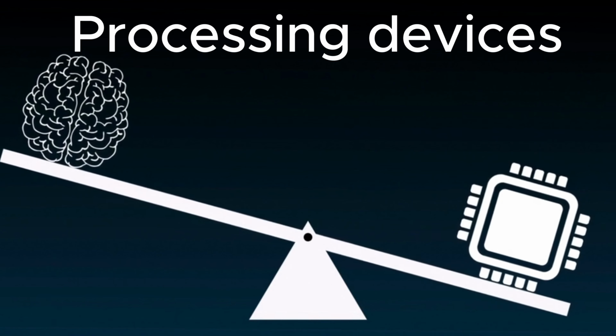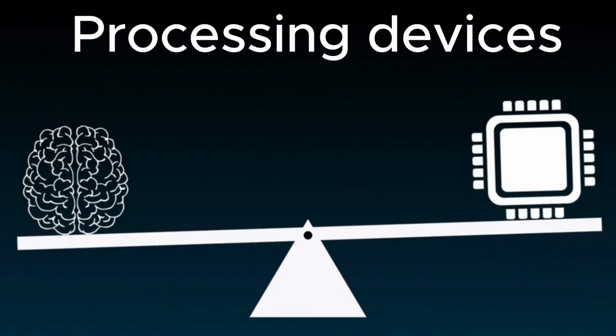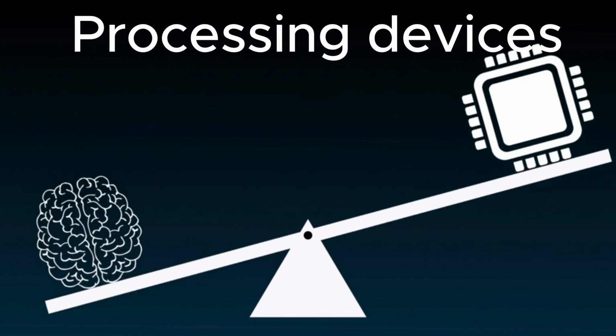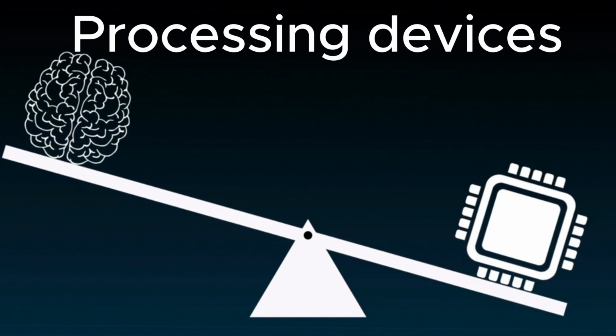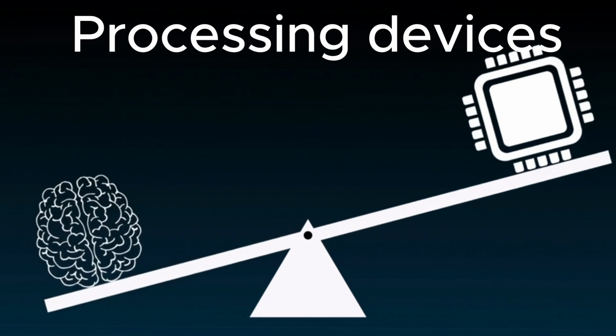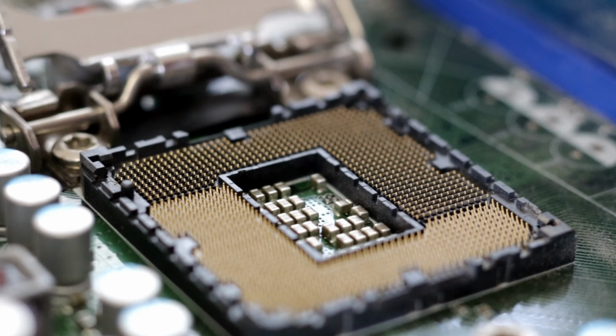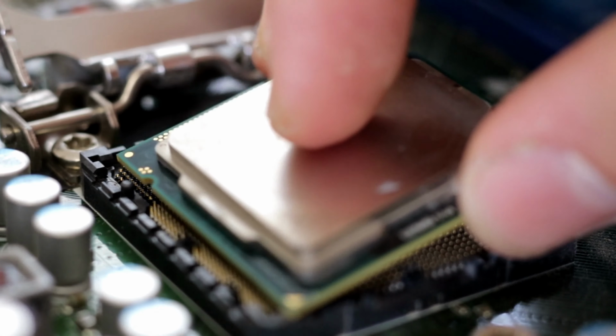Processing devices. Processing devices are the components that perform calculations and execute instructions to process data in a computer system. Central Processing Units, CPUs.